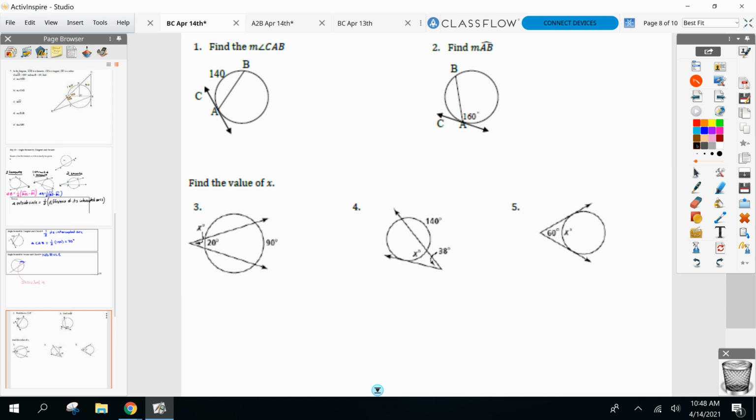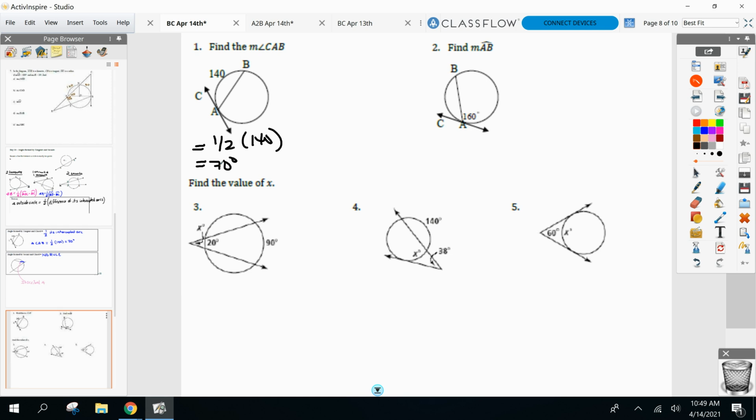But do we see angle CAB? What is CA? What do I call CA in the circle? Tangent. And what's AB? A chord. So it's an angle formed by a tangent and a chord. My rule says I take half the arc. So I'll take half of 140. 70 degrees. All right. Questions there?